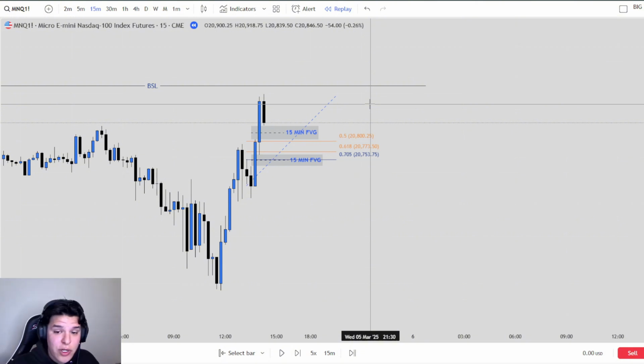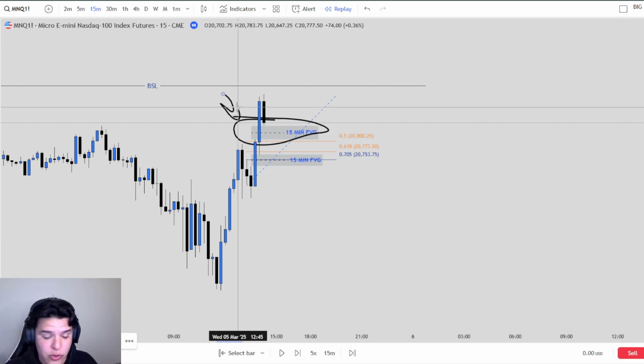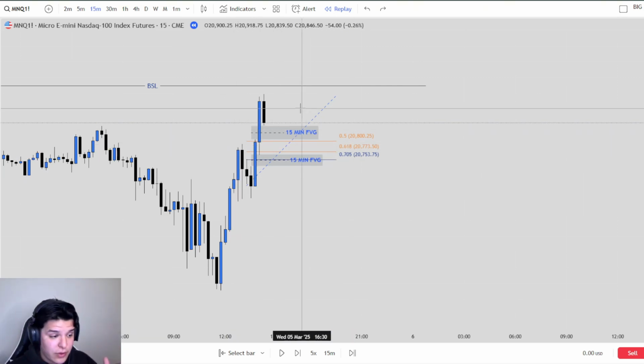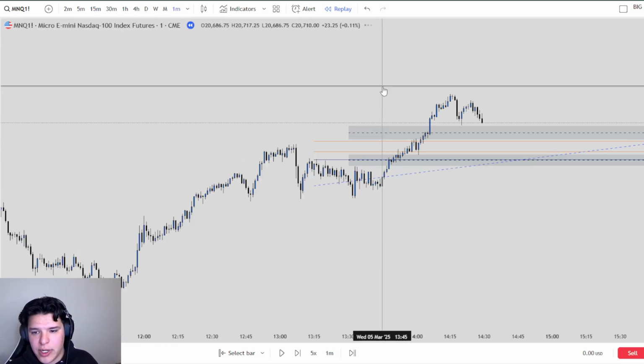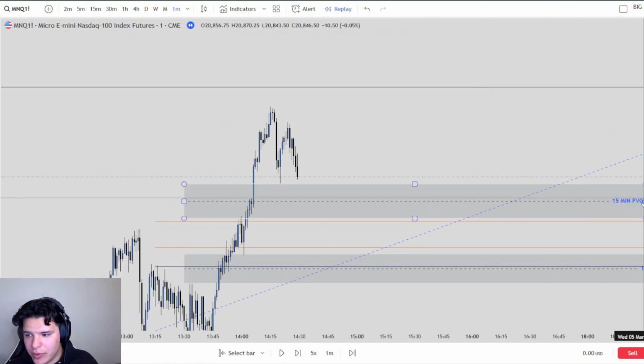Once you get that retrace into the area of interest, whether it's this one, obviously this is going to be the first one that it taps into, so it's closer, or this one, you're essentially just going to wait, because you wait for price action to react to these areas. That's why we're observers first, and you wait for that break of structure on the lower time frames. So I'm going to hop on the 1 minute now, see what happens.